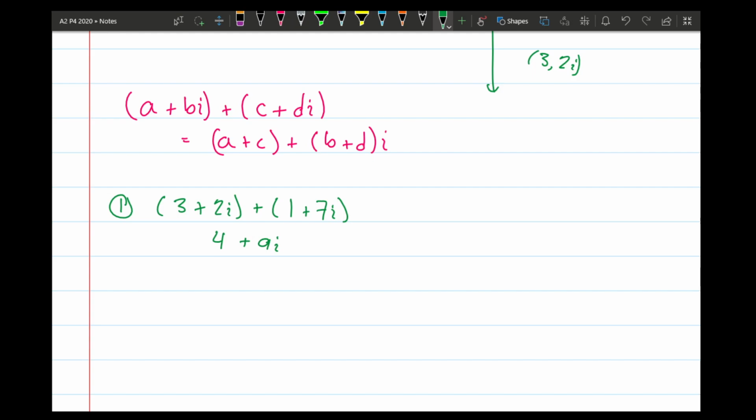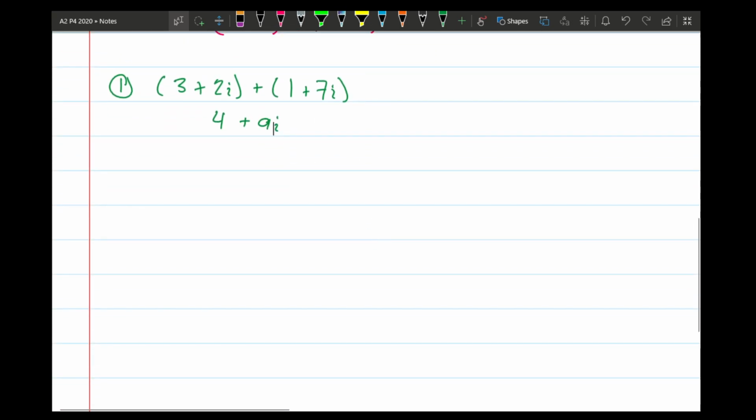So subtracting works the same way. It's the same rule here, except instead of pluses, these are minuses, right? The only thing that's a little bit weird about subtraction, if it's a + bi minus c + di, it'll be a minus c plus b minus d.